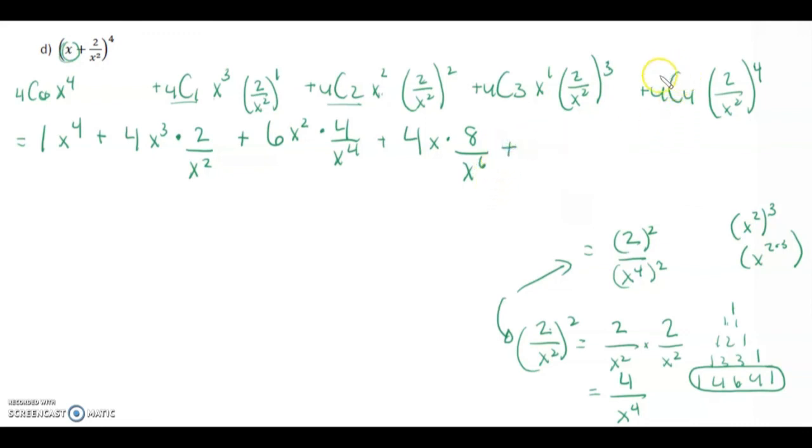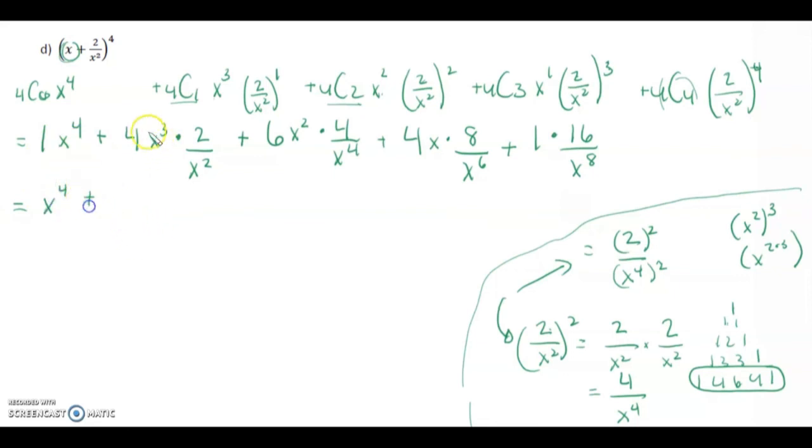Plus, the coefficient is going to be 1. 2 to the 4 is going to be 16. X squared all to the exponent 4 is going to be x to the 8. This is just asides. Okay, let's simplify this. 1x to the 4, I'm just going to write this as x to the 4.